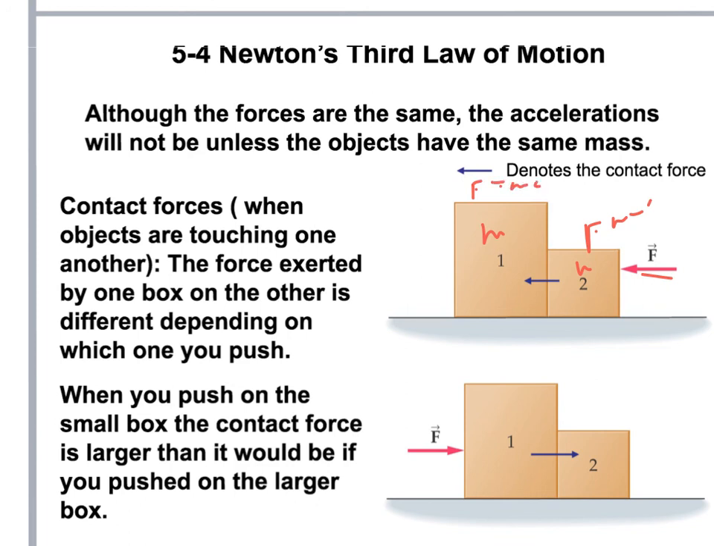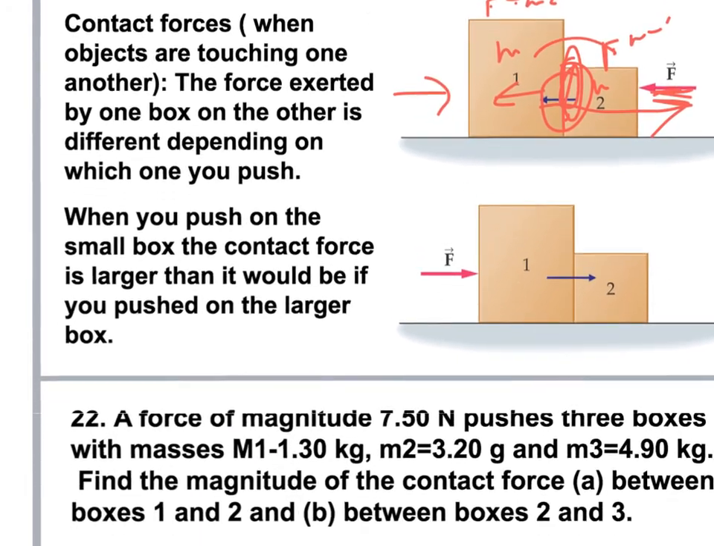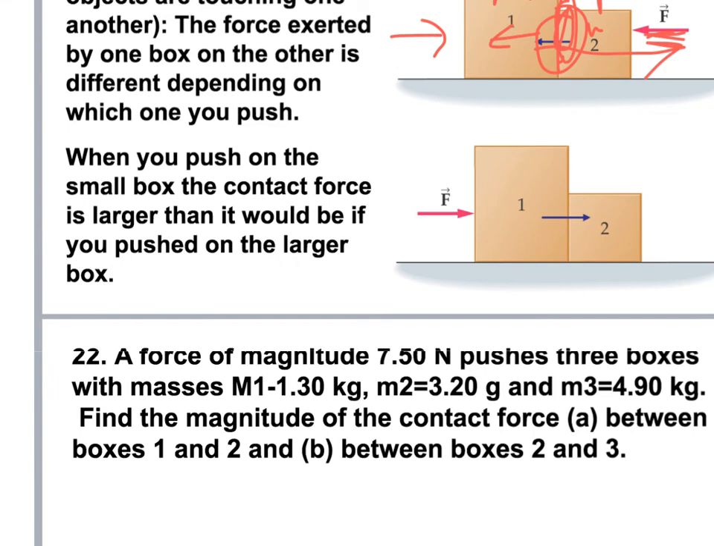What we really want to look at with this picture is this contact force. Contact forces are when objects are touching one another, and the force exerted from one box onto the other is different depending on which one you push. So if you're pushing here, you're going to have a contact force here, and that's going to try and move this box. But if you're pushing here, you got this contact force, and it might actually just topple the box over, or it might just make everything move in the same direction. So the force exerted by one box on the other is different depending on which way you push. And when you push on a small box, the contact force is actually going to be larger than if we push from the other side.